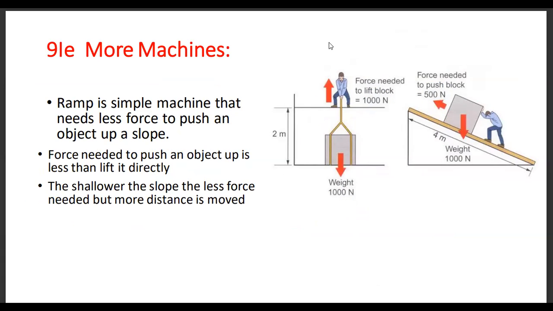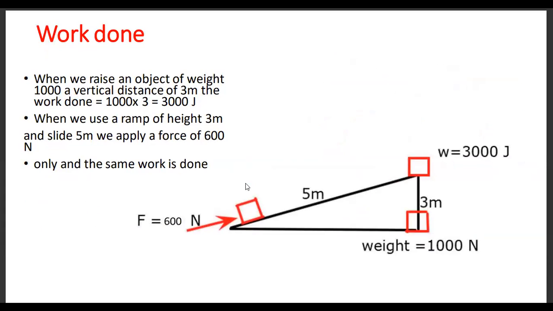Let's have some questions about the ramp. For this example, this object has a weight of 1000 Newton. Directly up 3 meters, the work done here is 3 times 1000, which is 3000 joule. Let's consider this force is unknown.